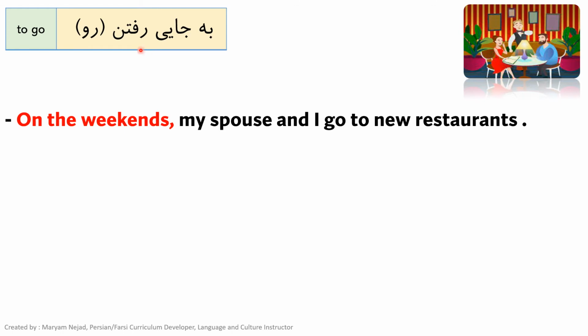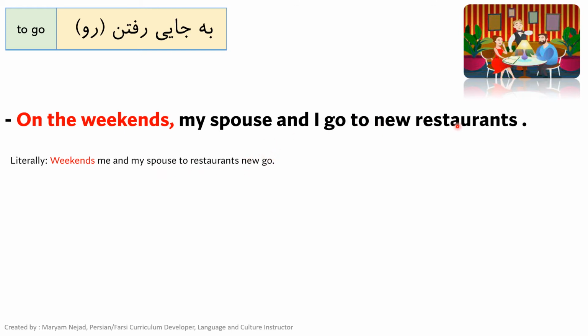All right, and then what is this? This is the present stem because on the weekends, it's an adverb. It's a time adverb that shows repetitive action. So now we need simple present tense. Again, here is the formula. So literally we need to say something like weekends, me and my spouse. In Farsi, we don't say my spouse and I. We need to say me and my spouse. And then to restaurants, new, go.